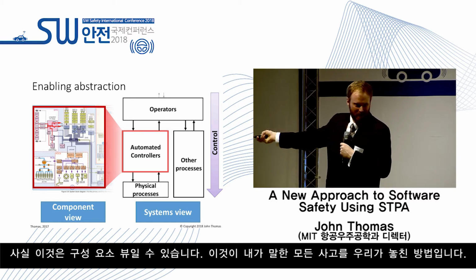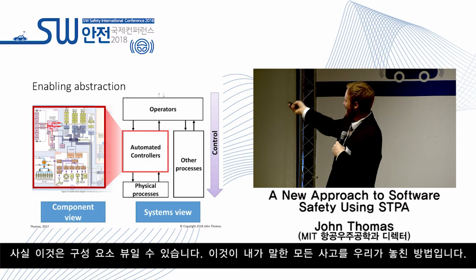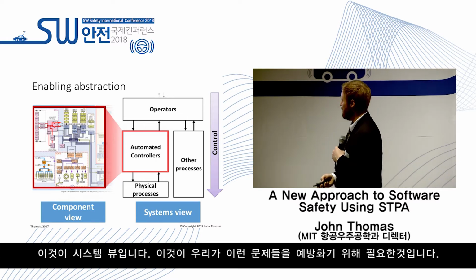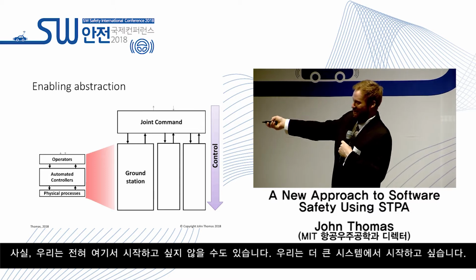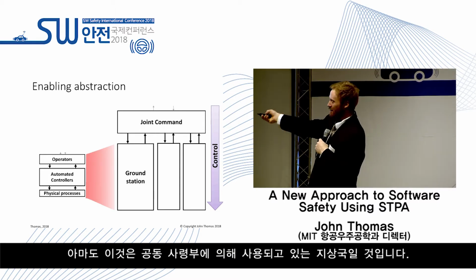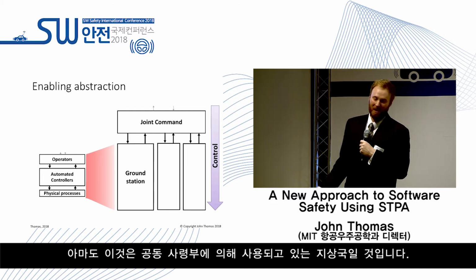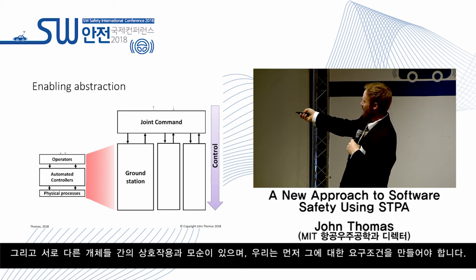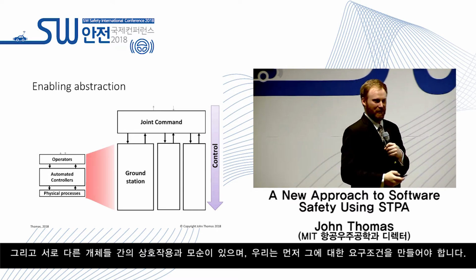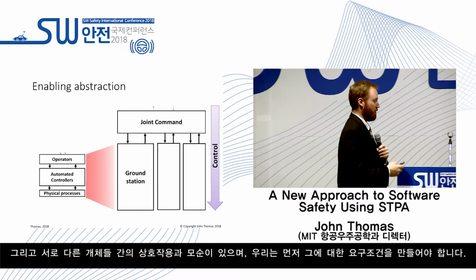This is how we have missed all of the accidents I talked about. This is a systems view. This is what we need to prevent these kinds of problems. In fact, maybe we don't want to start here at all. We want to start at the larger system. Maybe this is a ground station that's being used by a joint command, and there are interactions and contradictions between these different entities that we need to create requirements for first.